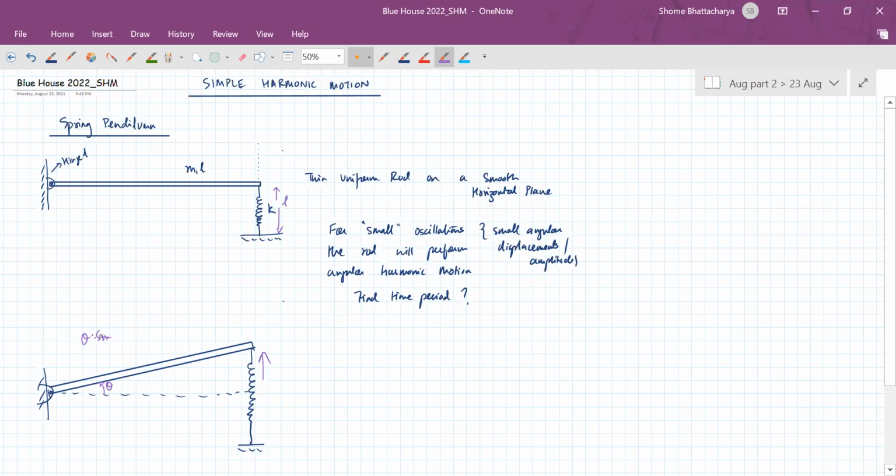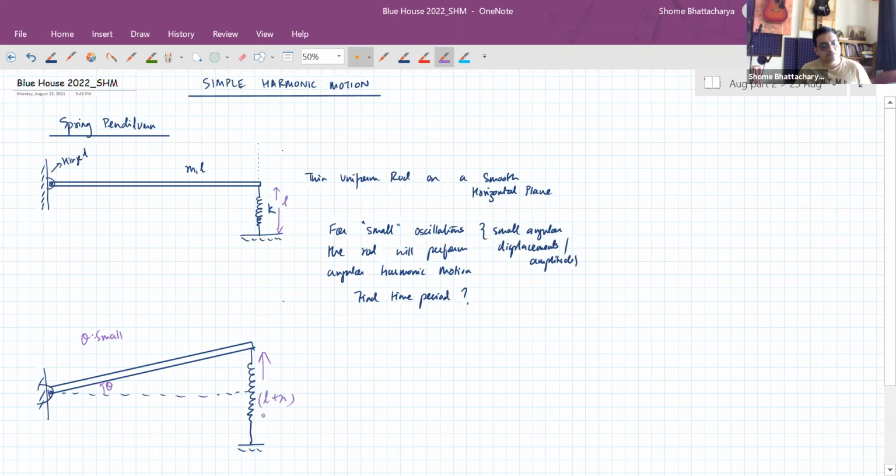this becomes L plus X. And as you can see, this applies more or less a restorative torque, that tension. The length of the rod is L here. You can see the moment arm for that tension is L cos theta. So it's producing a restorative torque like this, and therefore an angular acceleration like this.